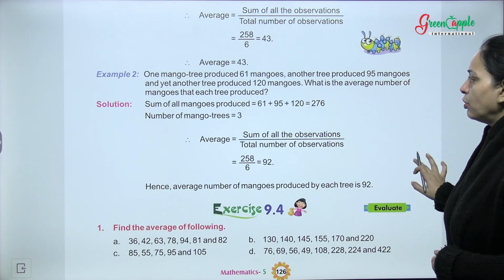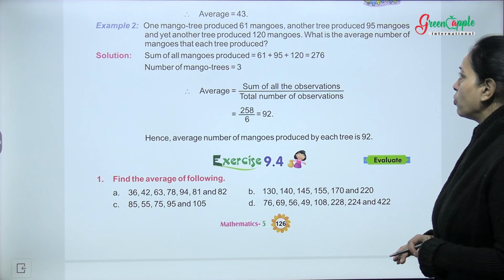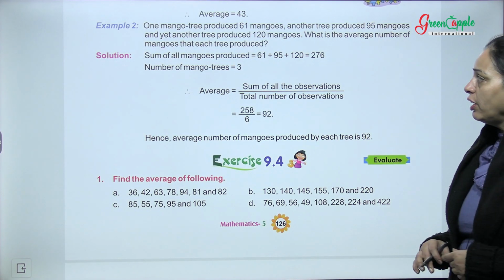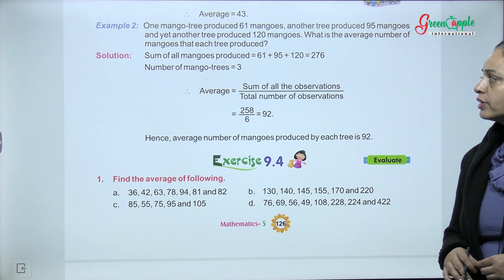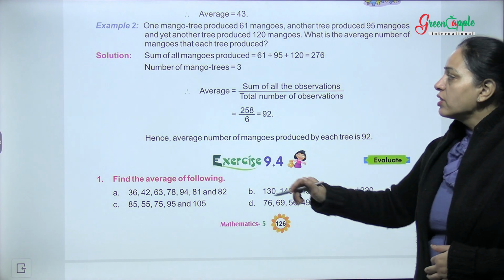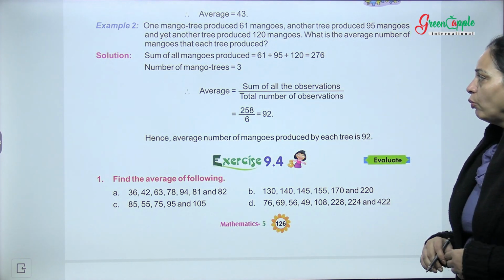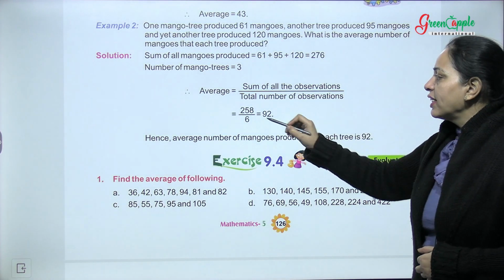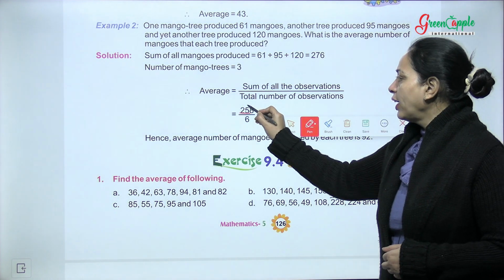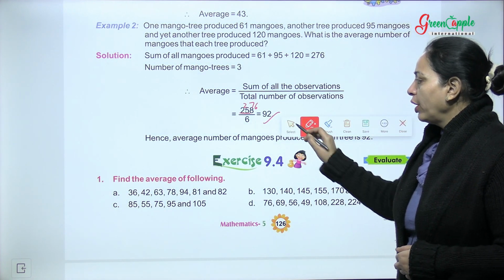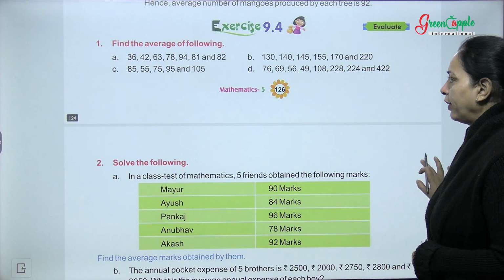Example 2. One mango tree produced 61 mangoes, another tree produced 95, and yet another tree produced 120 mangoes. What is the average number of mangoes that each tree produced? So sum of all the mangoes 276 and number of trees 3. So divide 276 by 3. So answer is 92. Okay. So now exercise 9.4, question number 1, find the average.